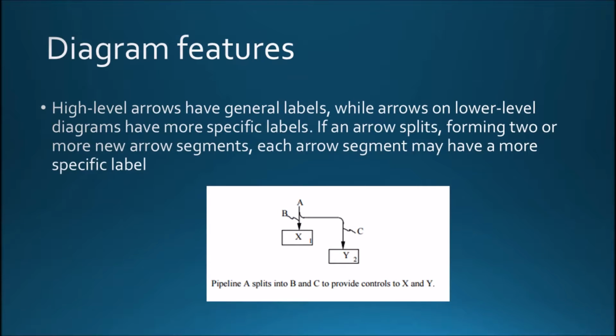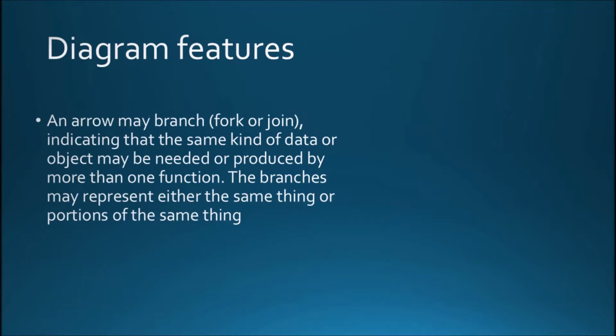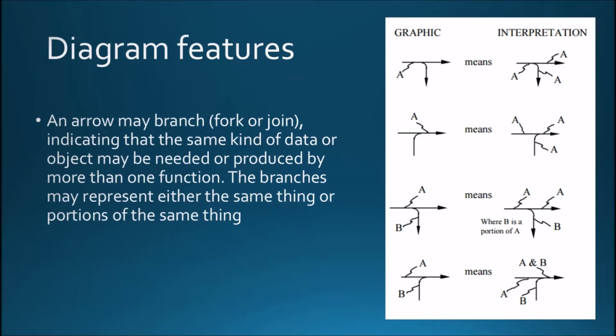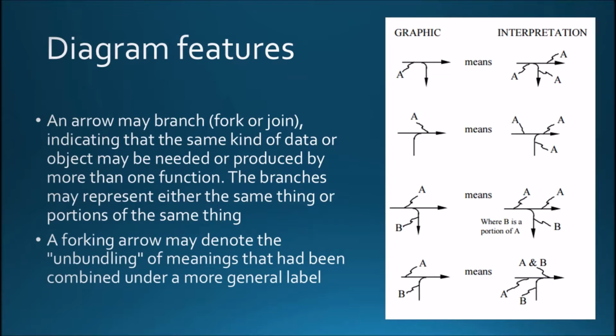High-level arrows have general labels, while arrows on lower-level diagrams have more specific labels. If an arrow splits, forming two or more new arrow segments, each arrow segment may have a more specific label. An arrow may branch or join, indicating that the same kind of data or object may be needed or produced by more than one function. The branches may represent either the same thing or portions of the same thing. A forking arrow may denote the unbundling of meanings that have been combined under a more general label.